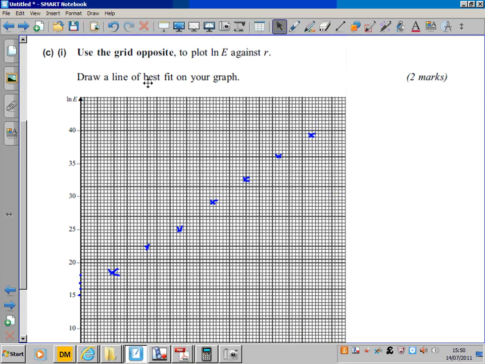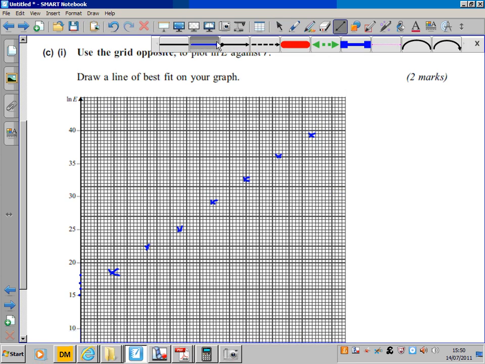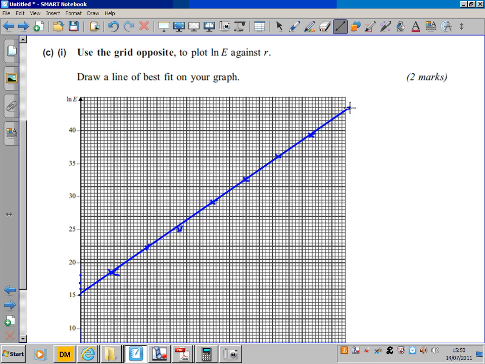So then we need to draw a line of best fit on this. So I'll use the ruler function here. Just draw a line of best fit. Make sure that goes neatly through all of your points plotted to within half a square accuracy. Okay, so that's that question done.